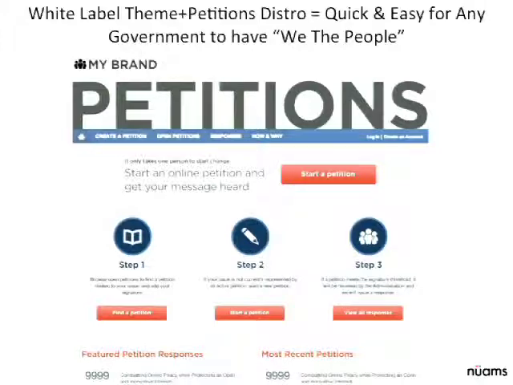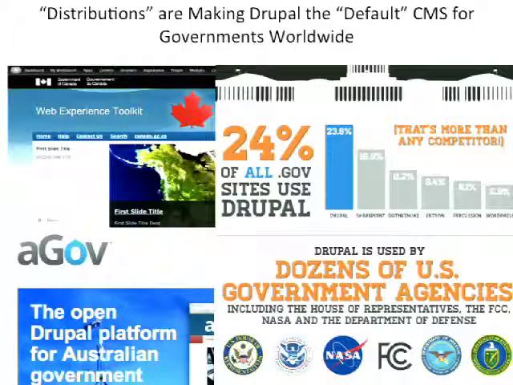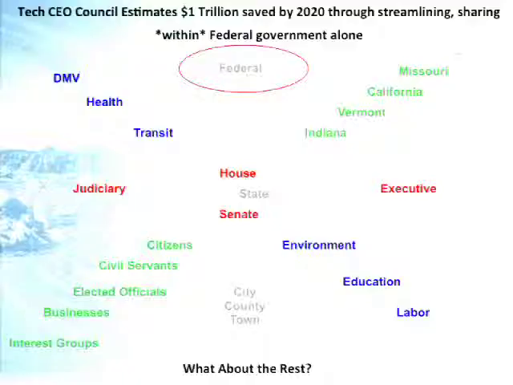So we worked on a white label theme for the White House petitions distribution so that it's easier for a government to say, okay, I'm Hampton Roads, Virginia. I want a petition site. You can start with something that's white label and available on Drupal.org without any of the White House branding or the White House specific functionality. So Drupal distributions, again, are a great way to share and collaborate on code, and they are contributing significantly to the huge adoption of Drupal by governments literally all over the world.